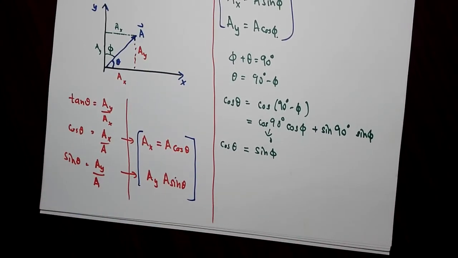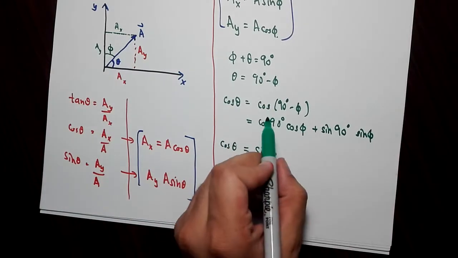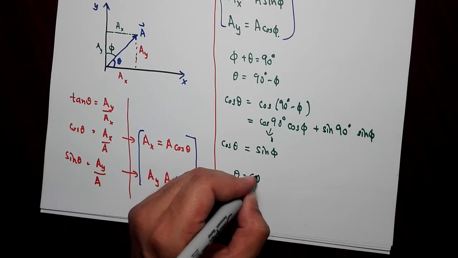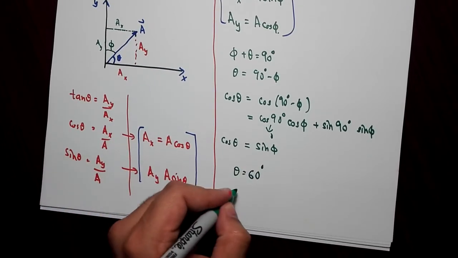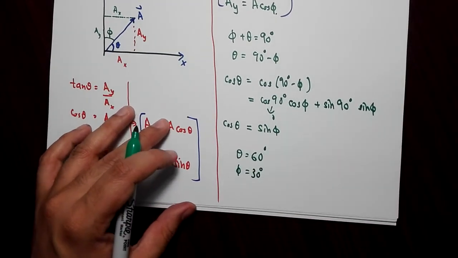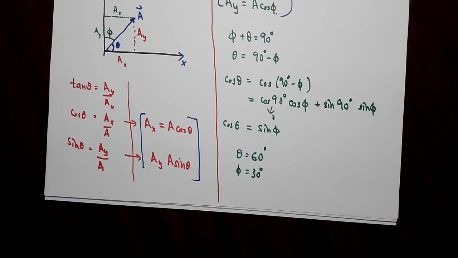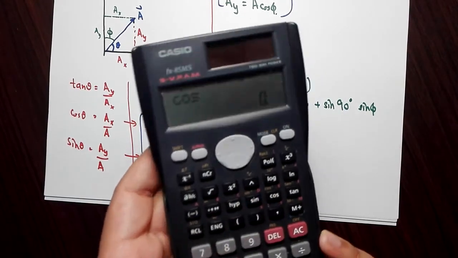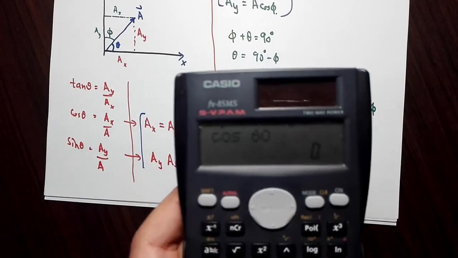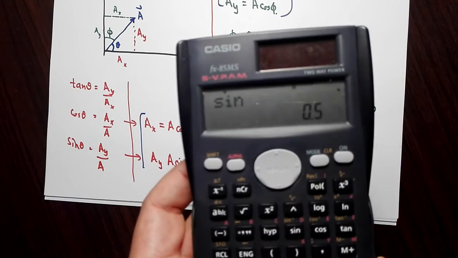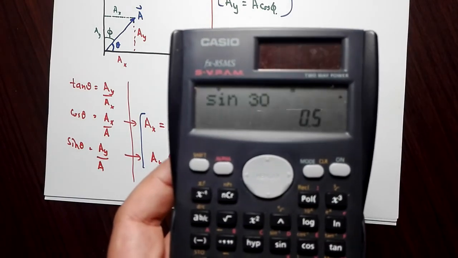And you can always check this. Let's say that theta is 60 degrees and phi is 30 degrees, so the sum of these two should be 90 degrees. You can check on the calculator that cosine 60 degrees should be equal to sine 30. Sine 30 is also equal to 0.5, so they both are the same.